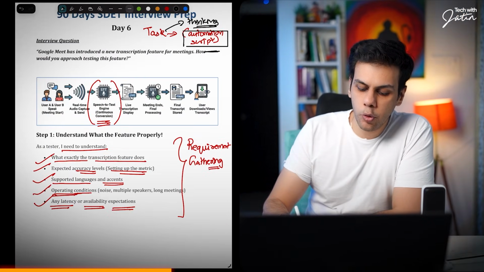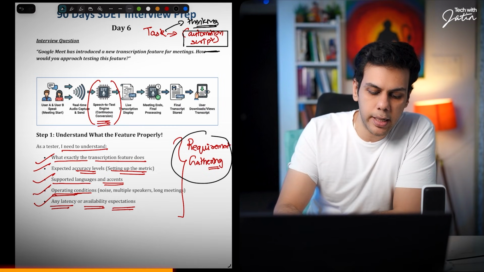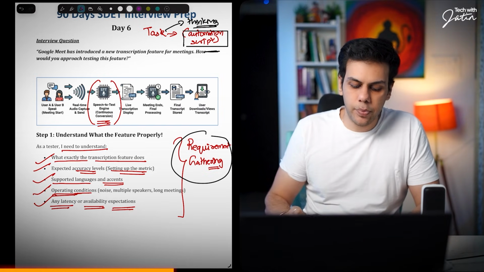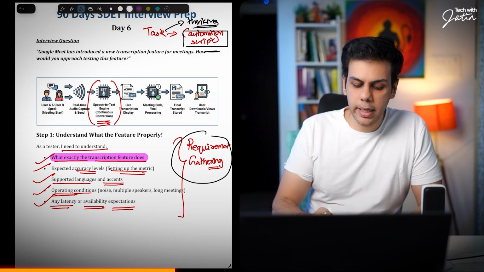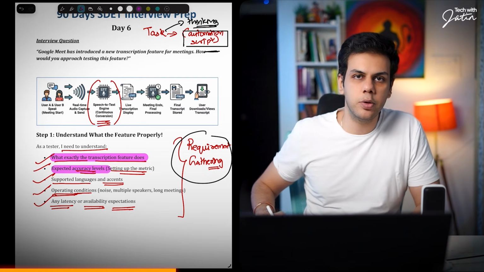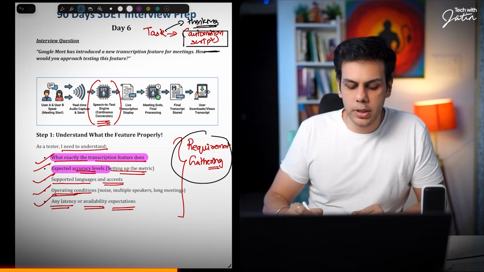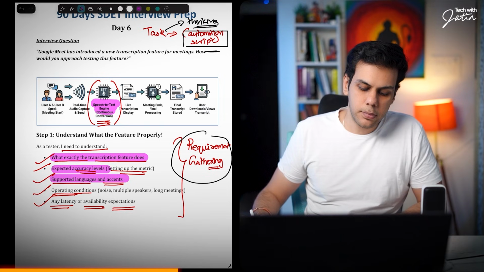Now, coming back to this particular answer, step number 1 is going to be requirement gathering. And in requirement gathering, guys, what are the things that we will be focusing on? We will try to understand what exactly the transcription feature is going to do. The second thing is we will try to understand the accuracy level. What is the expected accuracy level? And what are the different languages and accents which are going to be supported by this speech to text engine?